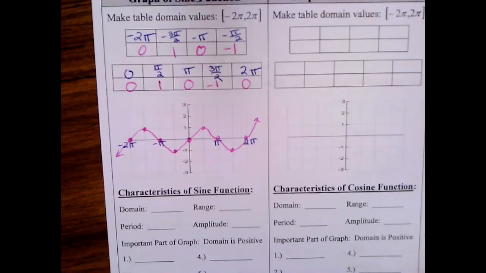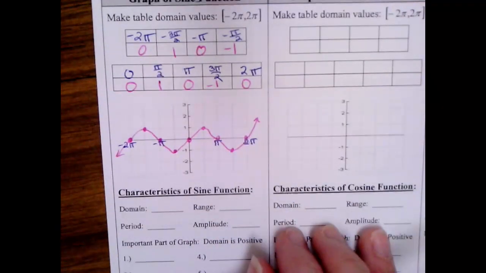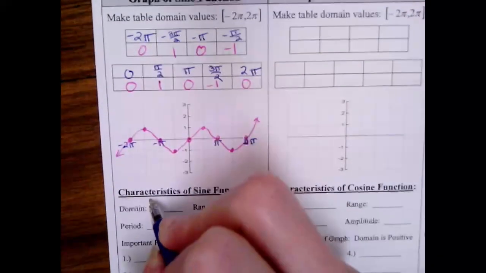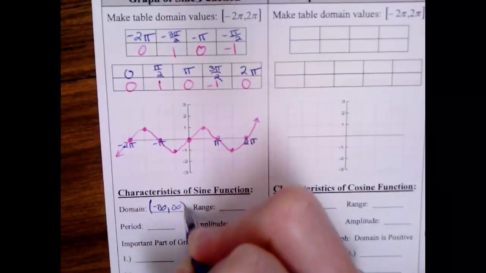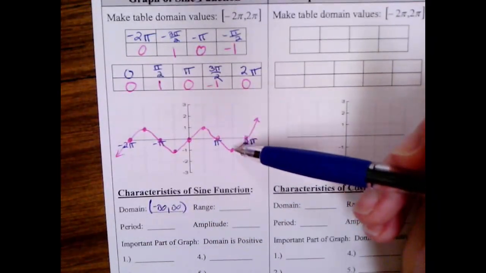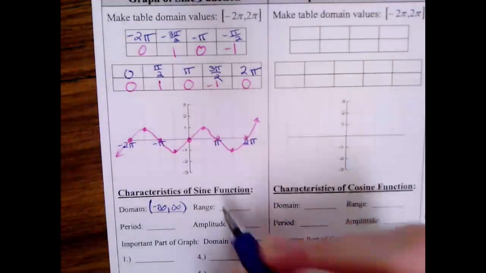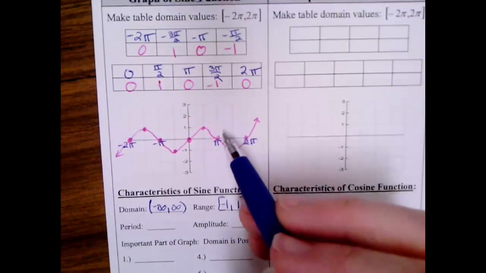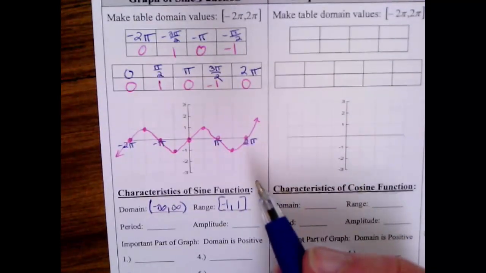All right, so that is your basic sine graph, and there are some specific characteristics of sine that are different from cosine. The domain here, because we're continuing left and right, is negative infinity to infinity. The range, though, pay attention to what all the y's are that you're hitting. You're only hitting down to negative 1 and up to positive 1. So your range is negative 1 to positive 1 because you're not going any higher or lower than that.